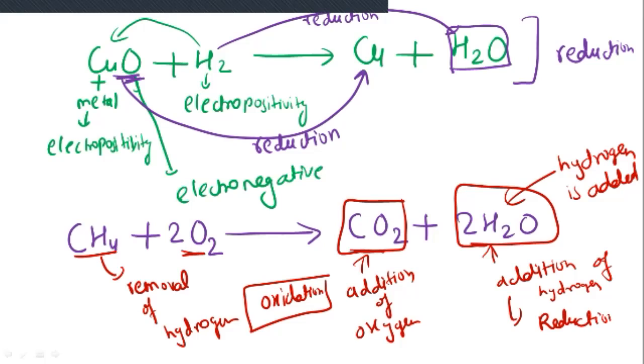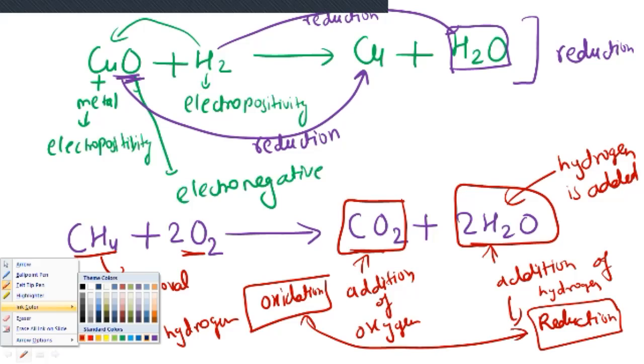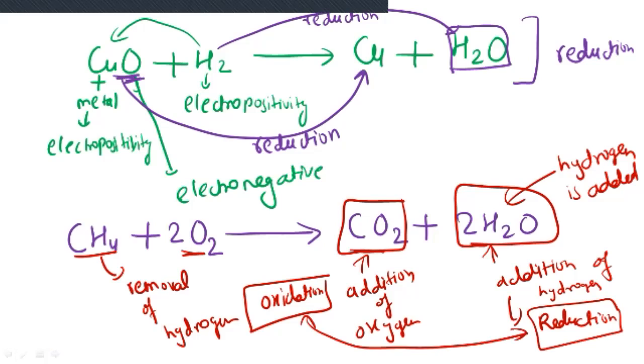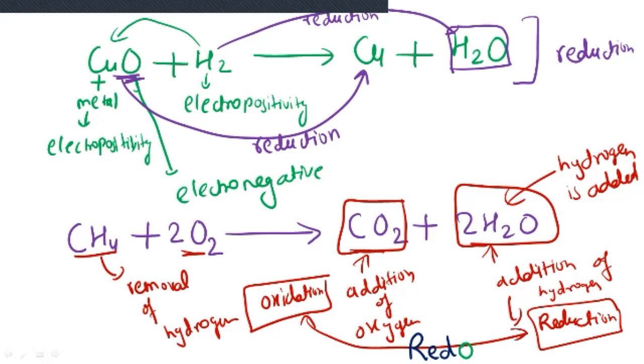So both are happening, oxidation and reduction both are happening. And when in a reaction both these things are happening, then it is called a redox reaction. We call it redox. I will write it with different colors so you can understand. A redox reaction means that both reduction plus oxidation are happening in it. Reduction plus oxidation, then we call it a redox reaction.